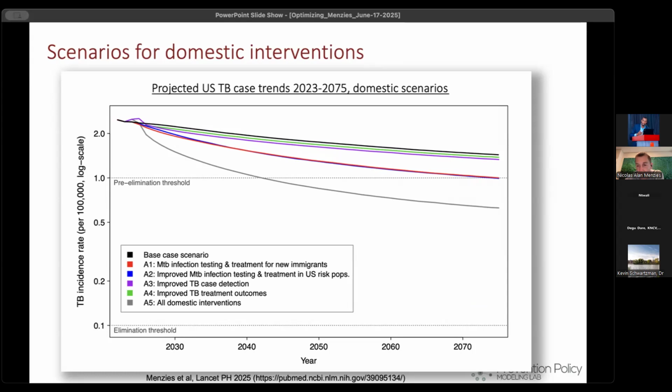And in the blue and the red line, just as we saw before, actually, I wonder if I've used the same colors here. Those interventions which anticipate greater provision of TPT for migrants entering the United States, so at the point of entry, or interventions that greatly scale up the provision of TPT amongst current US residents, both migrants and others who are eligible. Those are the interventions that have a larger impact, and they could allow us to achieve this pre-elimination threshold slowly over time. The gray line is putting all of those domestic interventions together.